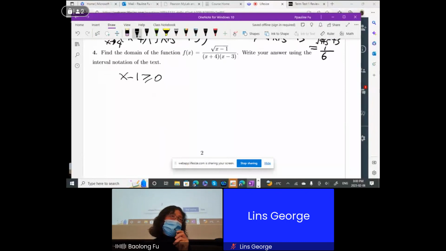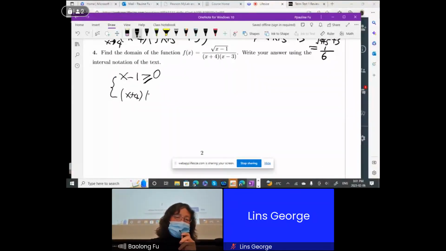This square root is in our numerator position. If the square root is in denominator position, it should be just greater than 0. But here, our square root is in numerator position, so it could be 0. And then on denominator, we have the denominator. Something used as denominator must not equal to 0.